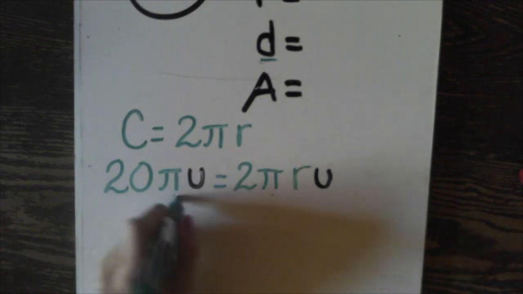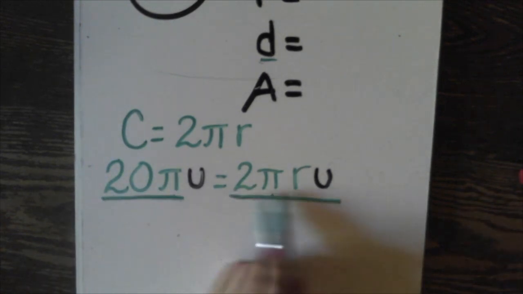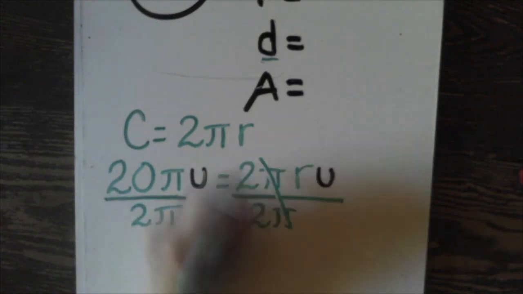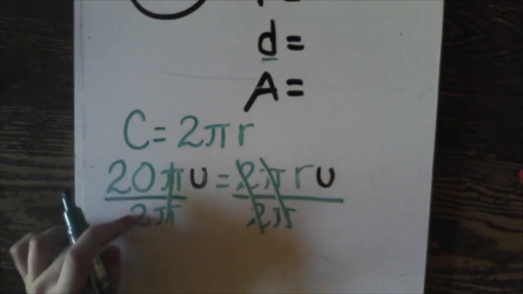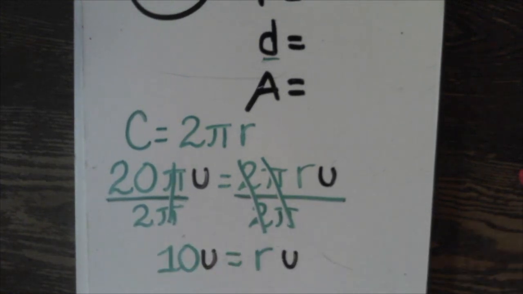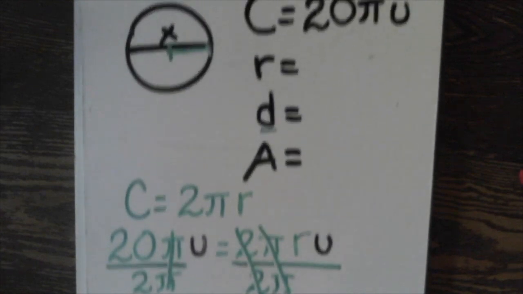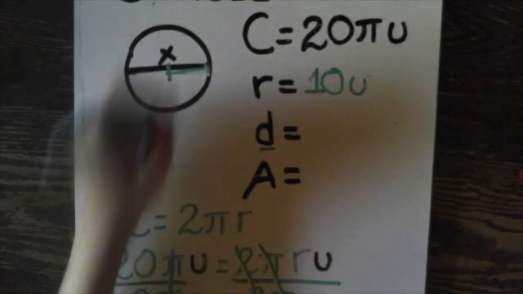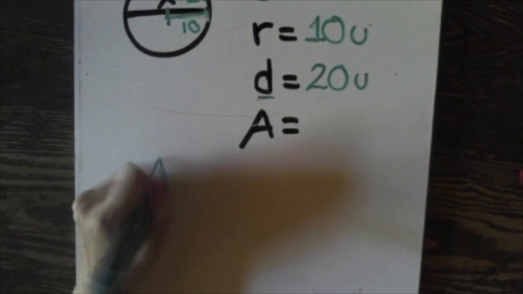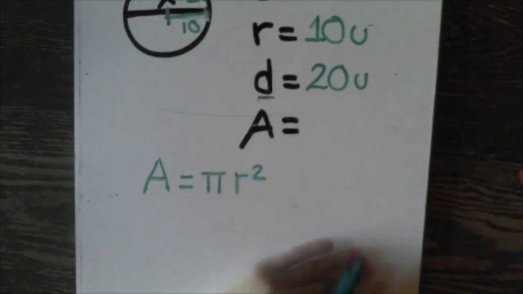I can divide 2 pi on both sides. Notice I could divide just pi, but also 2 pi, since I will have to divide both to cancel them out. And 20 divided by 2 is 10, so 10 units is equal to the radius in units. Now, because the radius is half of the diameter, I can say 2 times 10 to get my diameter of 20. And to find the area, well, I simply have to plug in my values.